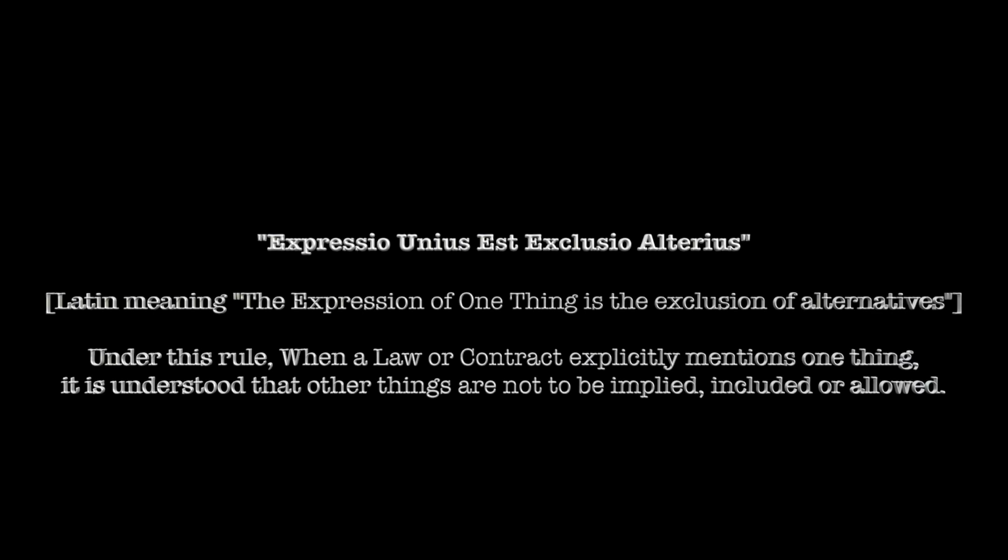Expressio unius est exclusio ulterius. Latin meaning the expression of one thing is the exclusion of another, or a specification of particulars is an exclusion of generals. An exceptionally strict mode of interpretation which prohibits any speculative interpretation when a law expresses particular things through the use of specific words or phrases. When the words of a law are specific and clear, there is no need for speculation or interpretation.